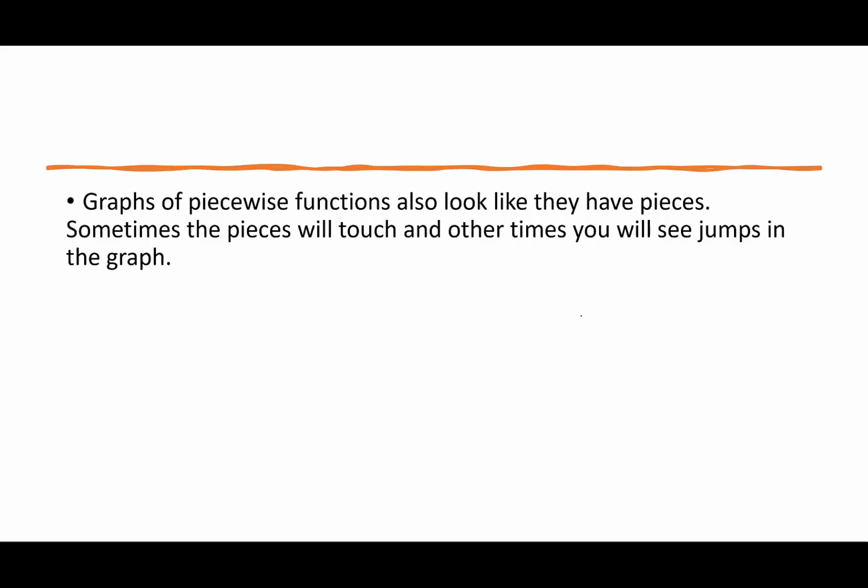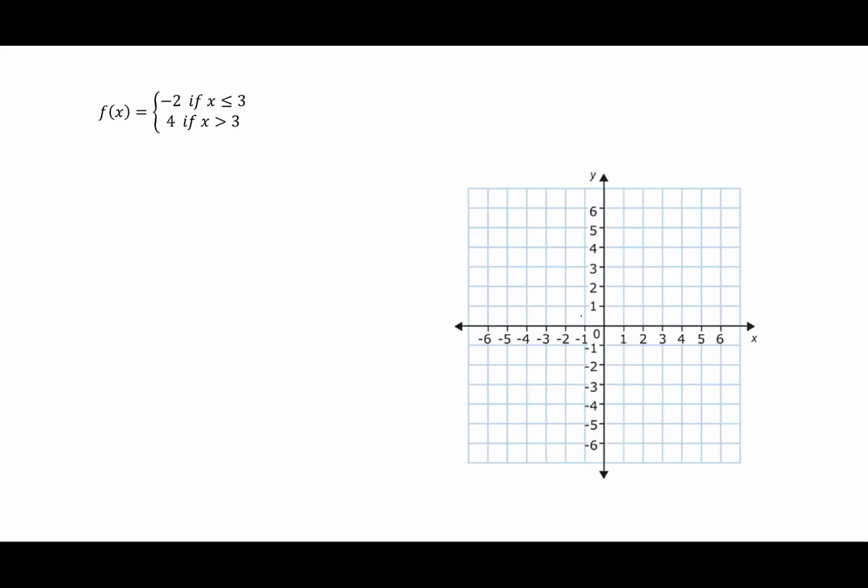So lastly, I just want to quickly show you graphs of piecewise functions. And again, they're going to have pieces. Sometimes the pieces will touch, other times you will see jumps in the graph. So let's try graphing some on our own. So I tried to start really easy. I have f of x is negative 2 if x is less than or equal to 3. And then I have 4 if x is greater than 3.